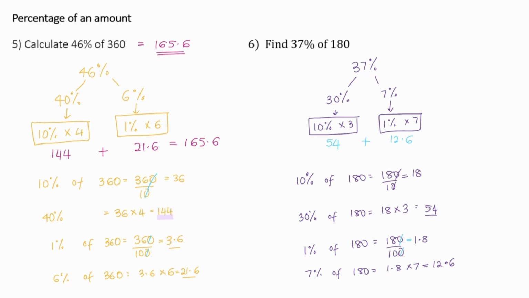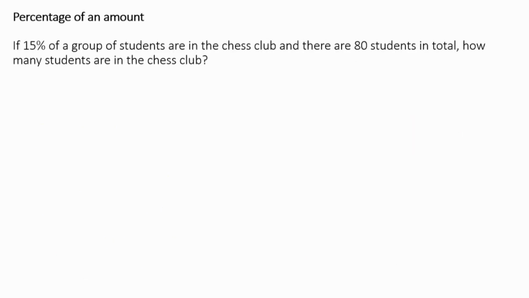And to find the full 37%, we could just add that up, and that gives us 66.6. So 37% of 180 is 66.6. So this is a worded problem that says, if 15% of a group of students are in chess club and there are 80 students in total, how many students are in the chess club?